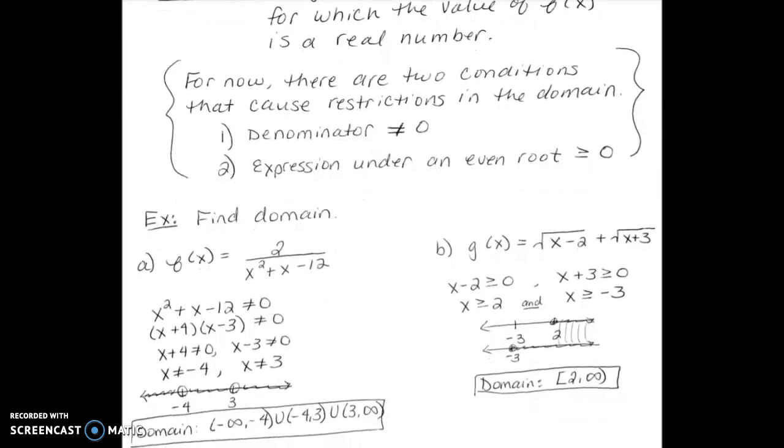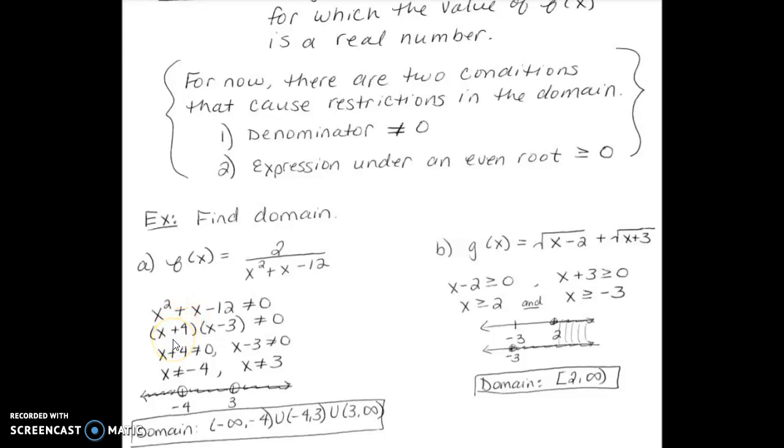For part A, we're asked to find the domain of f of x equals 2 divided by x squared plus x minus 12. Since this function has a fraction, we have to make sure that the denominator, meaning the bottom, x squared plus x minus 12, is not 0. So we would set that up like this. Because it's related to 0, we can solve this one by one of our quadratic methods. So we're going to use factoring.